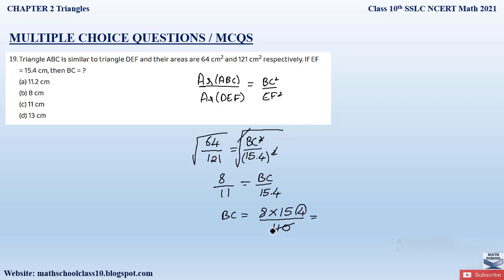So now cancelling, 2 5s are 10, 2 5s are 10, 2 7s are 14, 2 7s are 14, then 11 5 times, 11 7 times. So 8 into 7 is 56 divided by 5. We will divide here directly. So 5 1s are 5, 0, 6. Again 5 1s are 5, 1 is the remainder. Add a point, you get 10 here, 5 2s are 10. So our correct option is option A, that is 11.2 centimeter.